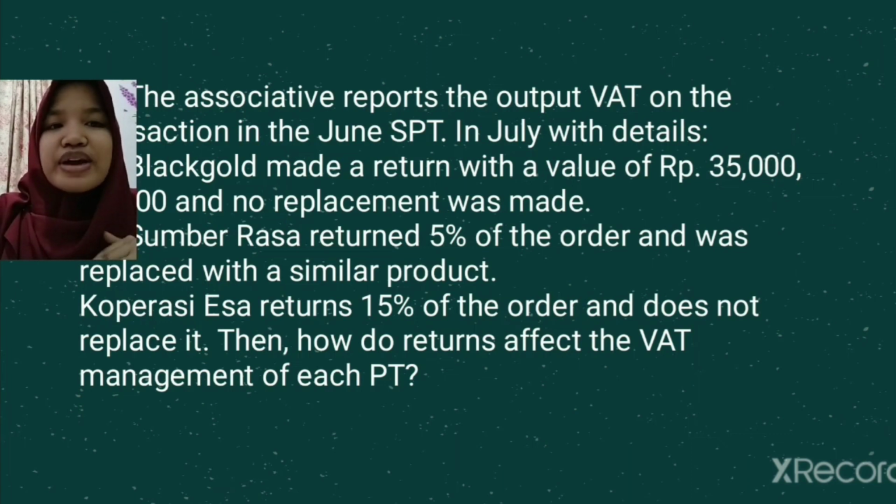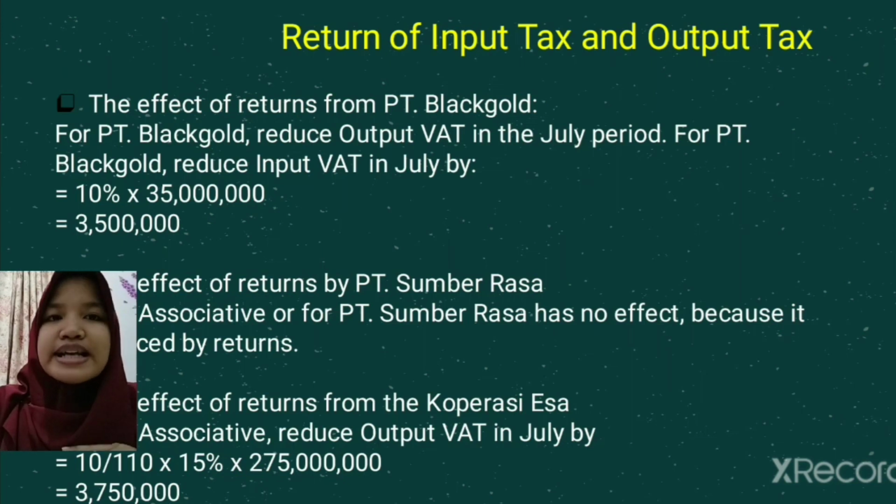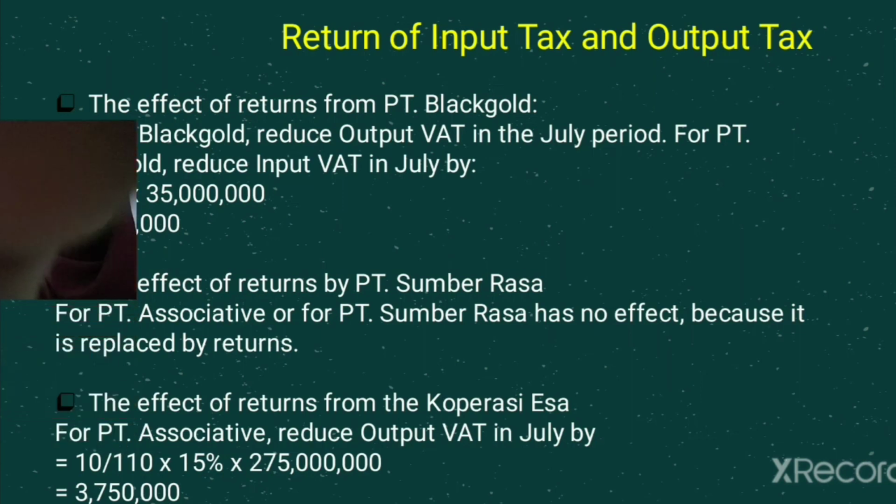Then, how do the returns affect the VAT management of each PT? This is the answer: return of input tax and output tax. First, the effect of the return from PT Black Gold. PT Black Gold reduced output VAT in the July period, by 10% multiplied by 35 million. We got 3,500,000.